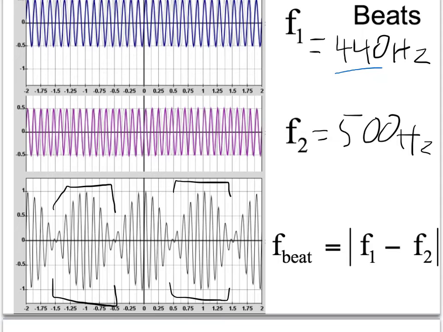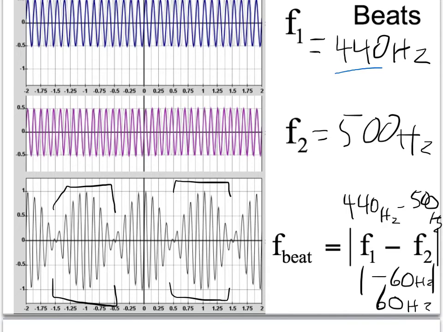To figure out the actual frequency of this beat pattern, you just subtract F1 minus F2. And it's not going to matter in which order you do them in. Frequency in this context can't be negative. In fact, I'm not really sure in what context frequency could be negative. But say if we did this subtraction, we'll get negative 60 hertz. Notice there's an absolute value symbol here. So you get 60 hertz.